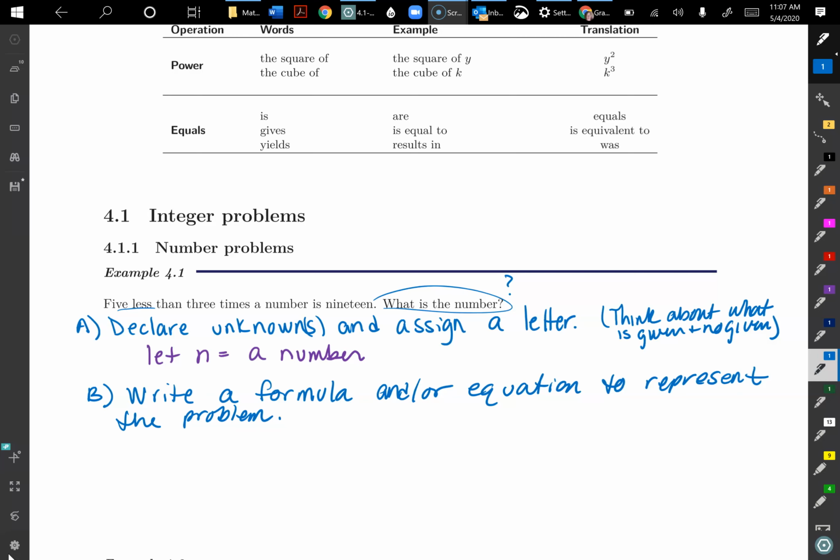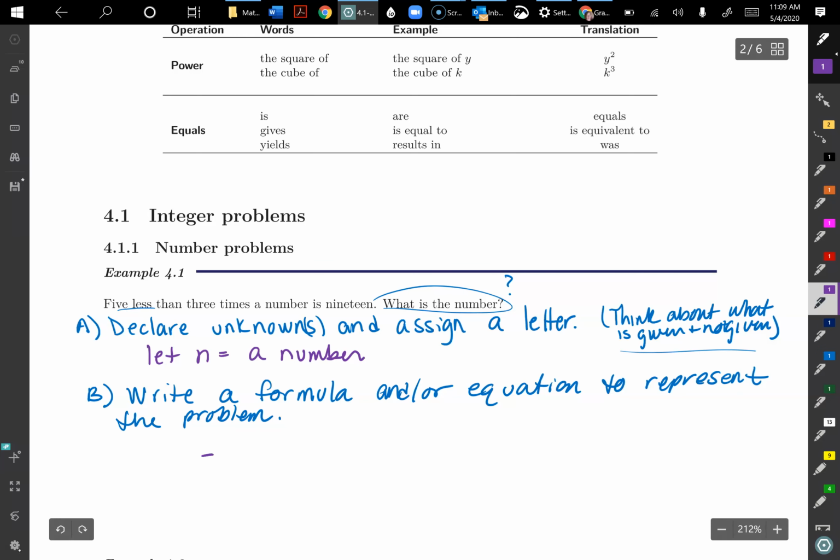So you have to take the given info and mix it in with the not given info. That's why I had you write this over here. We're going to have to think about that and piece it together. So what I'm going to do is look up here. I have 5 less than 3 times a number. I'm going to translate that into numbers and symbols rather than words. And then is 19.